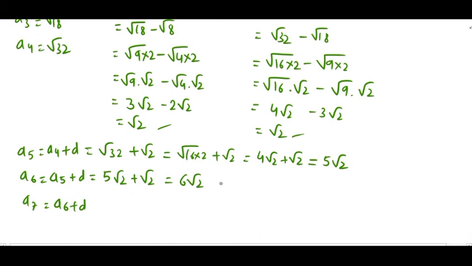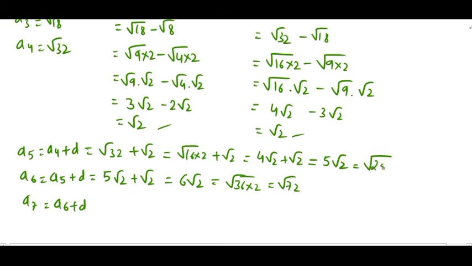6 root 2. Or how can I write this one? 6 you take inside the root. What happens? 6 squared is 36, into 2. See, 36 into 2 is giving me 72. See, when I take 5 inside the root, what happens?